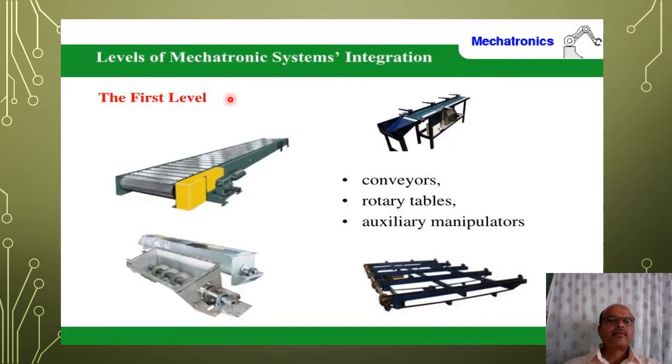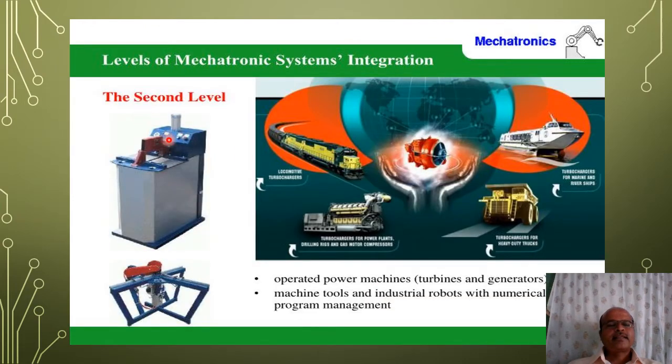So these are the levels of mechatronic system integration. We'll take other examples related to them also. In the first level: conveyors, rotary tables, auxiliary manipulators. All these come under mechanical components. But in electronics, if you use some basic components, then that level is called the first level or primary level. Then next is the secondary level.